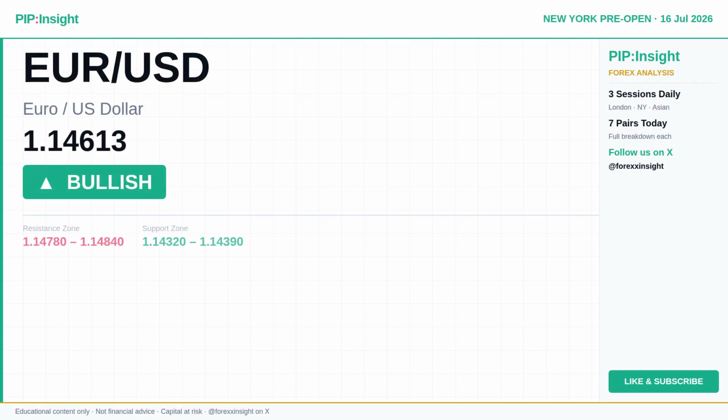Euro dollar. The chart is showing bullish structure on this session. The 4-hour trend is to the upside. Resistance is marked between 1.1478 and 1.1484. Support is marked between 1.1432 and 1.1439. Here is the full chart breakdown.